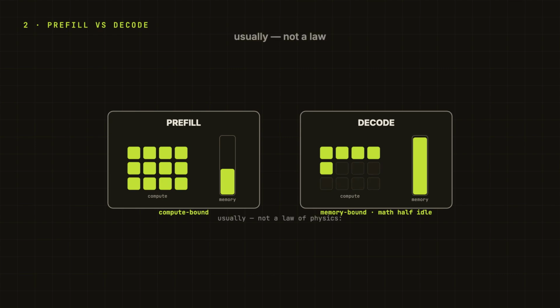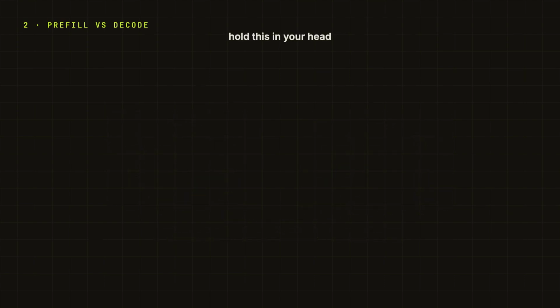And I want to be careful here. This is not a law of physics. Batch size, context length, the hardware, all of that can shift it. But in normal serving, that is the pattern you see. And there is a clean way to hold this in your head. The first token is a reading problem. Every token after that is a memory problem.